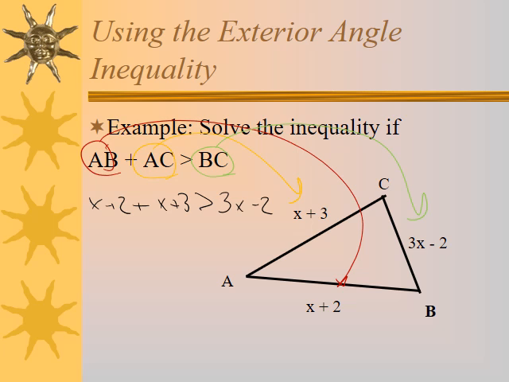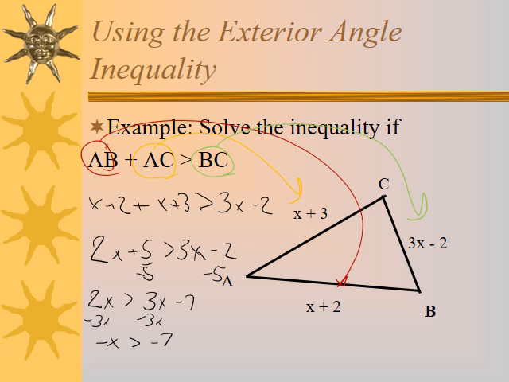Now I'm going to combine like terms, so I'm going to get 2x plus 5 is greater than 3x minus 2. I'm going to solve this just like I would if it was an equal sign. So I'm going to subtract 5 from both sides, get all the numbers on one side. So I've got 2x is greater than 3x minus 7. Subtract 3x from both sides. I'm going to get negative x is greater than negative 7. The only difference here is when I divide by a negative 1, I have to actually flip the inequality. So when I divide by the negative 1, I'm going to get x is less than 7 for my answer. And that's my answer for this one.